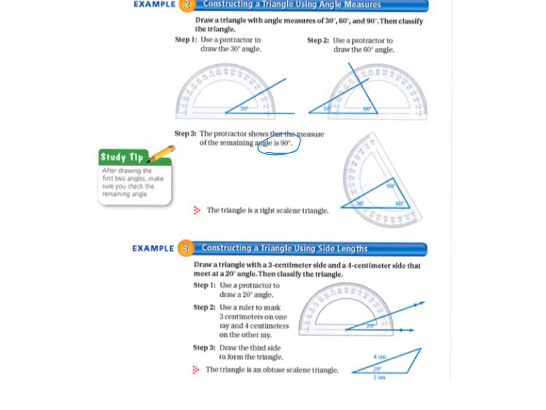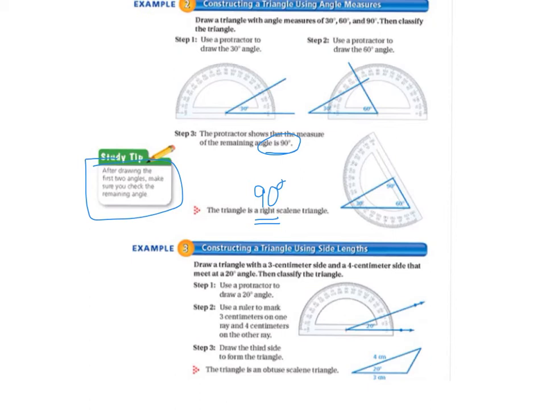After drawing the first two angles, make sure you check the remaining angle. Because if you're really off, then it means you measured one of your first two angles incorrectly. So the triangle is a right scalene triangle. It's right because it has the 90-degree angle, and it's scalene because none of its sides are congruent.